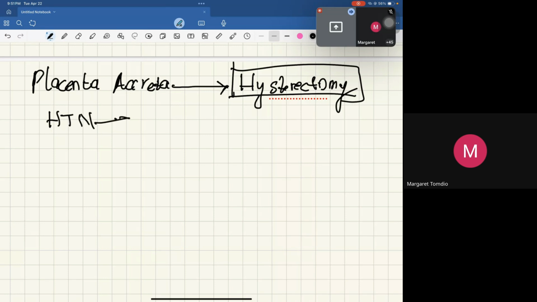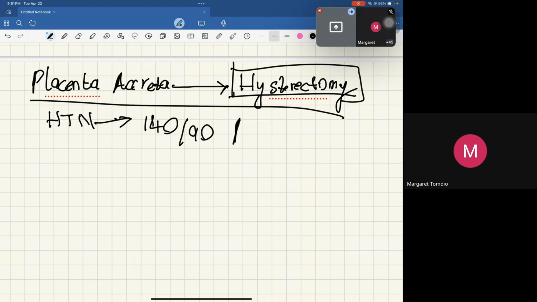What is the hypertension threshold for preeclampsia? It is 140/90. If the blood pressure is greater than 140/90, that means that the patient is having preeclampsia, along with some kind of proteinuria. The proteinuria must be present in the urine. So if preeclampsia occurs along with seizures, then it is known as eclampsia.